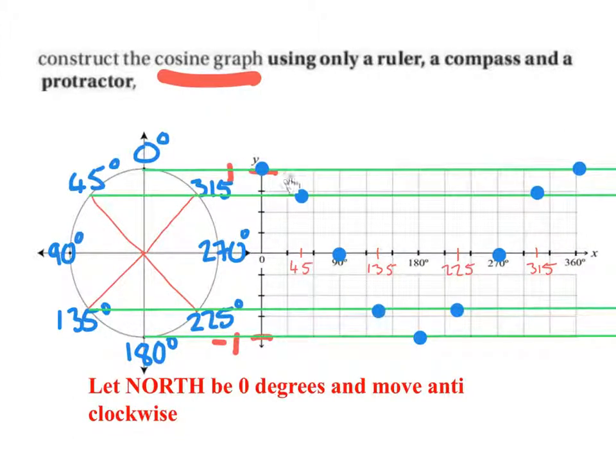So now that we have all the points for y equals cos of x, we are going to join them together with a curve. And now we have the graph y equals cos of x.